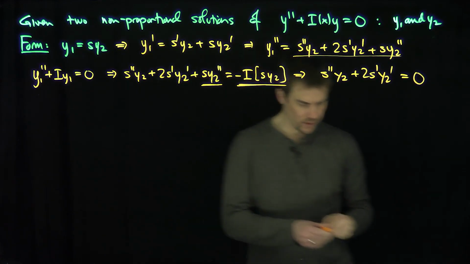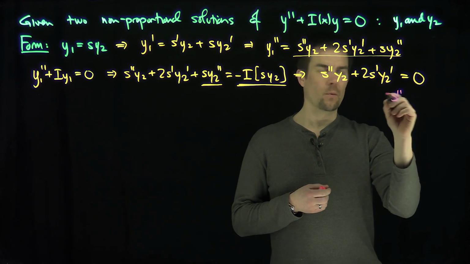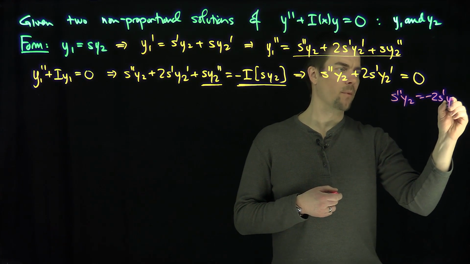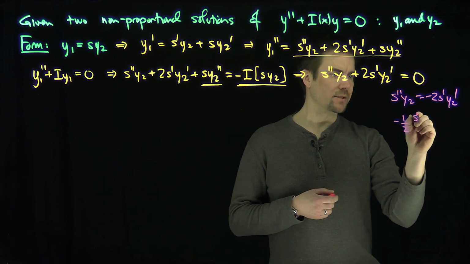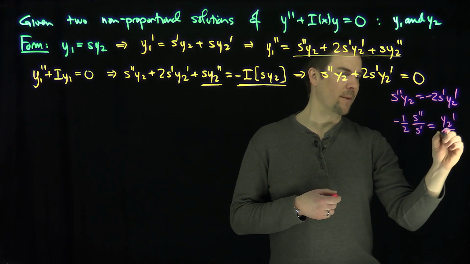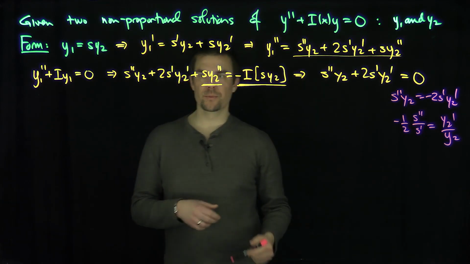And this gives us one important relationship. This tells me that y2 s double prime is equal to negative 2 s prime y2 prime, which tells me that negative 1/2 s double prime over s prime is y2 prime over y2. So I know what the logarithmic derivative of y2 is from this equation.